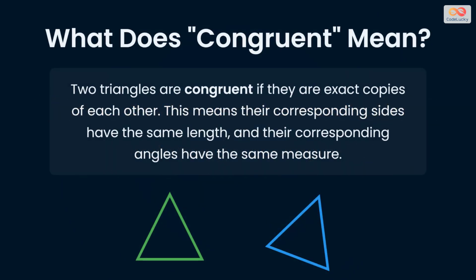First, let's talk about what it means for two triangles to be congruent. Simply put, congruent triangles are exact copies of each other. They have the same size and the same shape. If you could pick one up, you could place it perfectly on top of the other one.